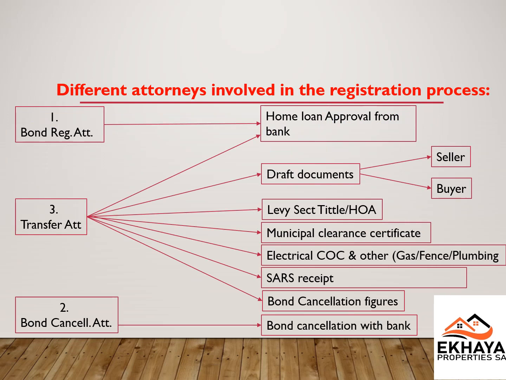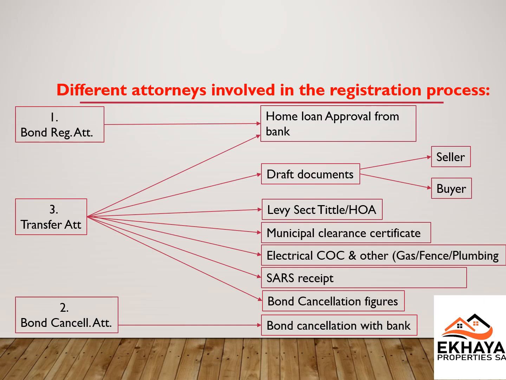The different attorneys that are involved in the registration process, as we said before, are the bond registration attorney, the transferring attorney, and the bond cancellation attorney. So the bond registration attorney gets the home loan approval from the bank, then he registers the new bond. Then the transferring attorney will draft the documents of the buyer and seller, both of whom need to sign.